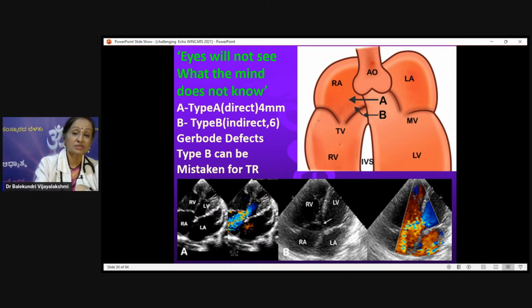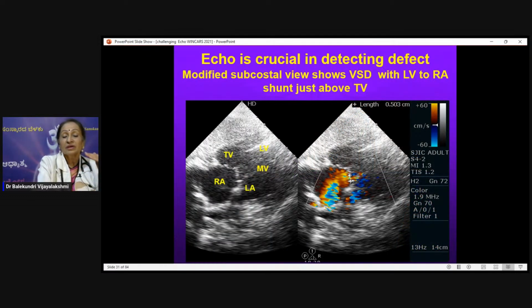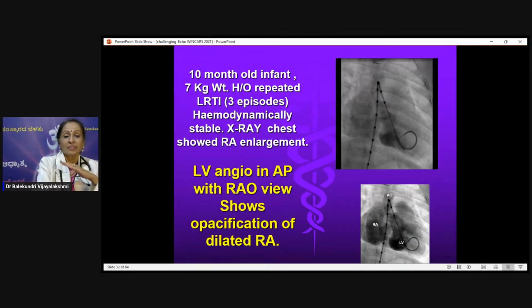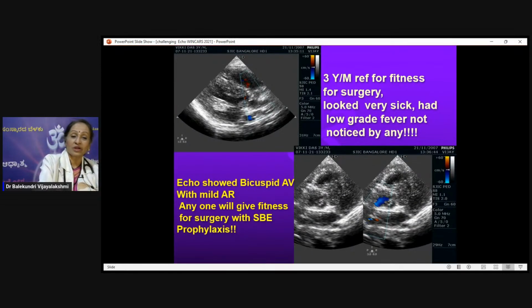So whatever it is, in the past they used to think that it is just 4 millimeter, leave it. But after I lost that patient, I said, this is the end. No child should die. So then we started closing these Gerbode defects with the device, and the best device is the ADO2, and they're very suitable for that. So this is how it was closed.